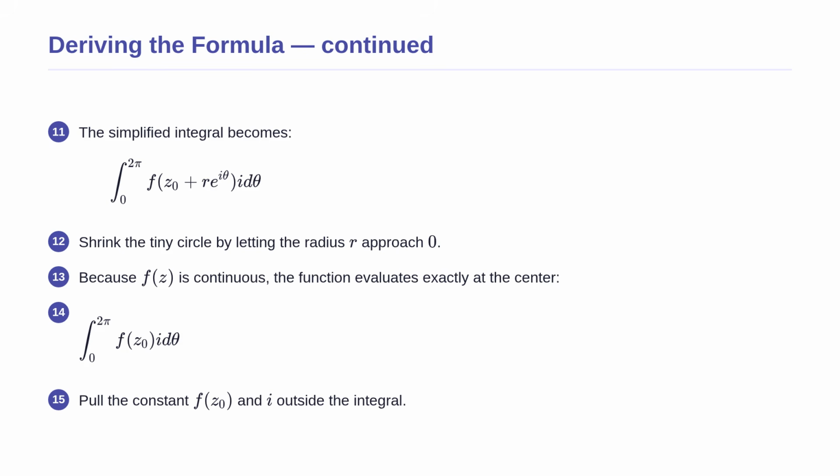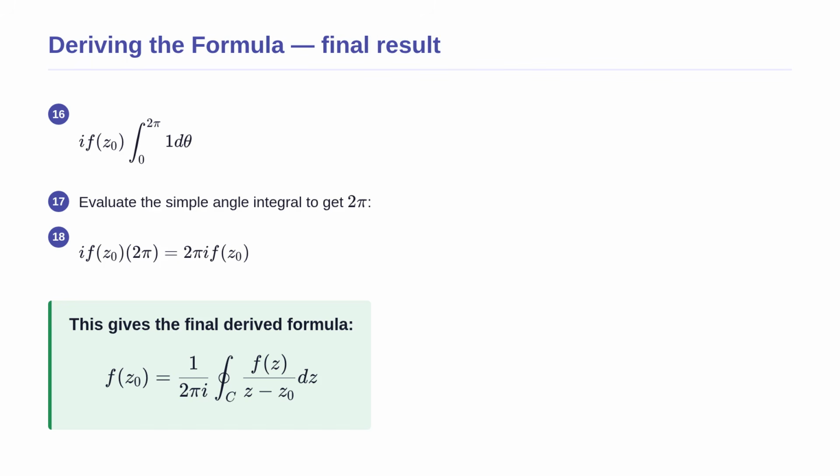This step shows the incredible power of continuity in complex analysis, allowing us to collapse a path integral into a single point evaluation. We are now at the final stage of our derivation. By evaluating the simple angle integral from 0 to 2 pi, we get exactly 2 pi. Multiplying this by the constants we pulled out gives us 2 pi I times f of z0.